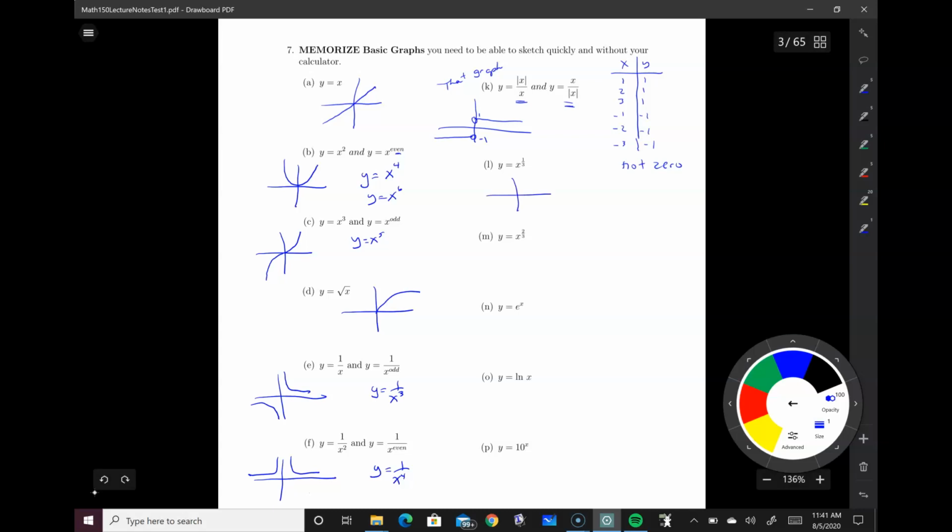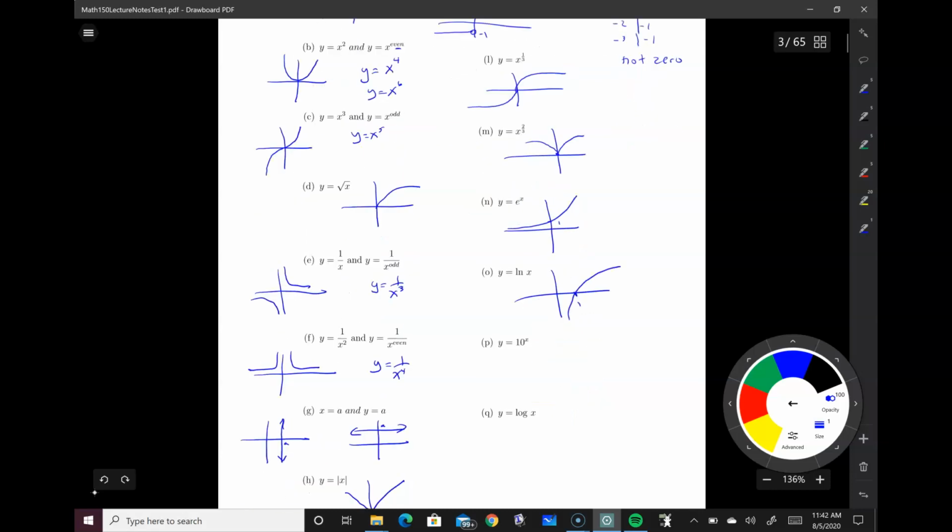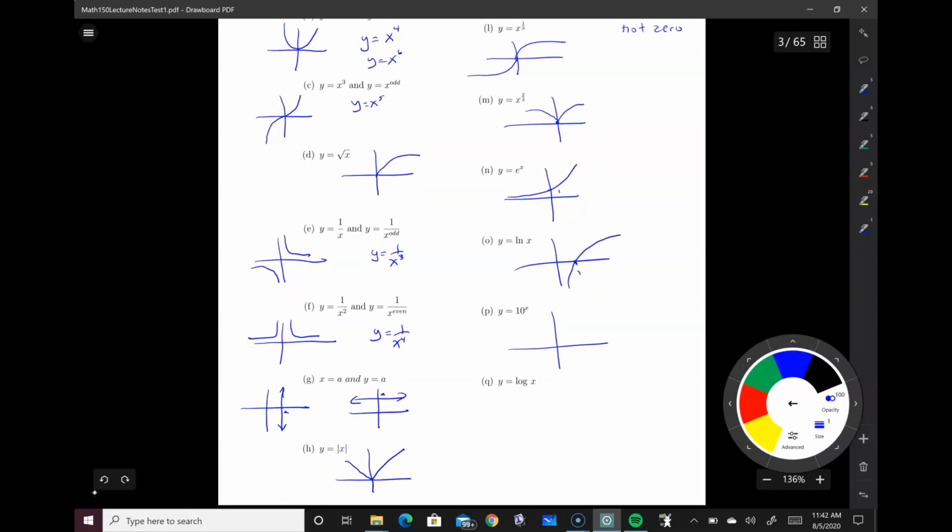All right, x to the 1/3, the inverse of x cubed, looks like this. X to the 2/3 looks like this, and we actually give this point a name. It's called a cusp. You know that y equals e to the x looks like this, crosses here at 1. You know that ln of x is its inverse, crosses here at 1. You know that 10 to the x is an exponential, very similar to e to the x, crosses here at 1. And log, when there's no base there, it means log base 10, crosses there at 1.